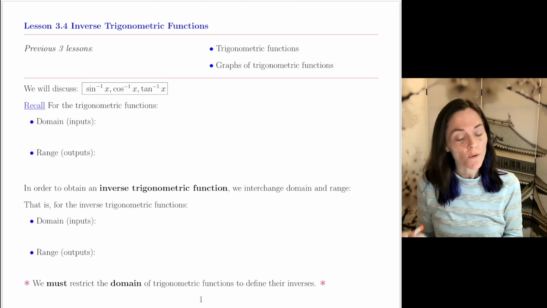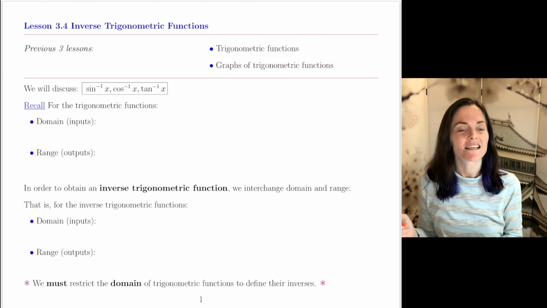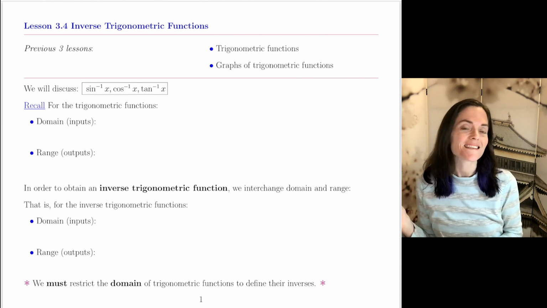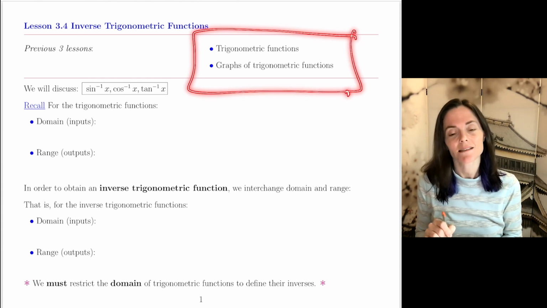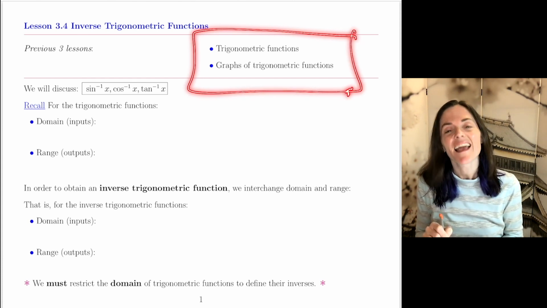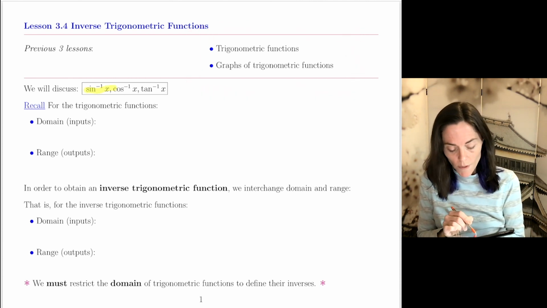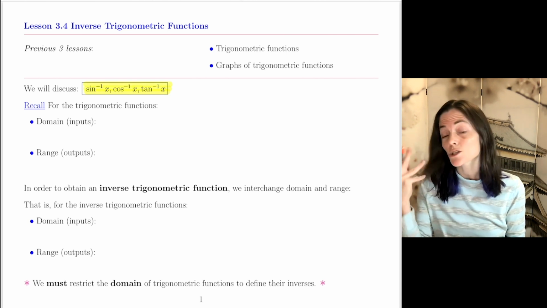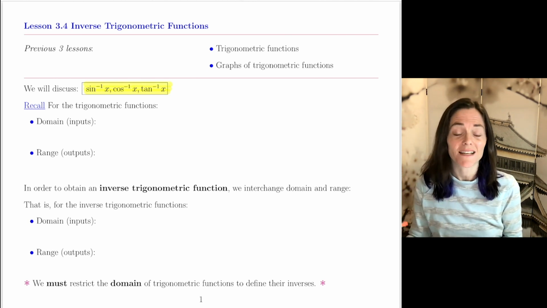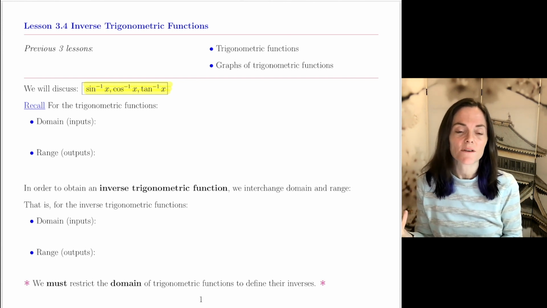Lesson 3.4, where we discuss the inverse trigonometric functions. So we've had 3 lessons so far in trigonometry, and among other things, we discussed the trigonometric functions and their graphs. But in this lesson, we're really going to focus on discussing the inverse trigonometric functions for just 3 of the 6 trigonometric functions: sine inverse, cosine inverse, and tangent inverse.